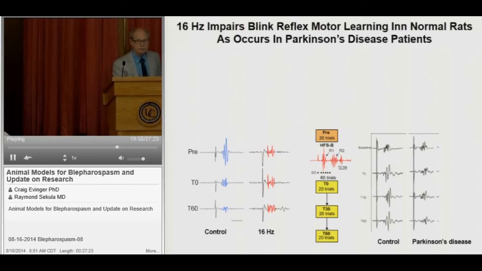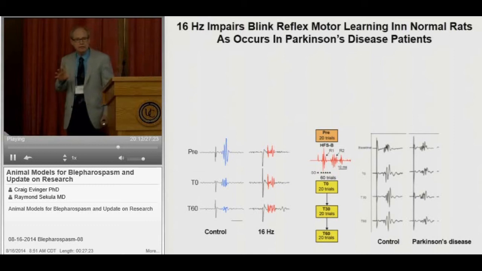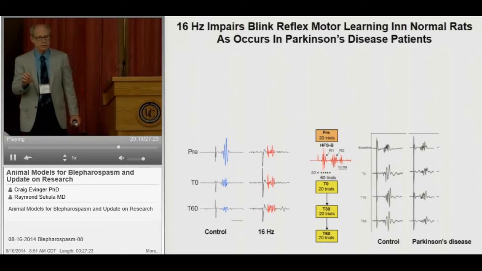Everybody would buy that. Here's a Parkinson's patient. Start out with a baseline, go through this exact same training paradigm as this person, and what you can see is there's no change in the blink amplitude. That learning is impaired with the 16 hertz.